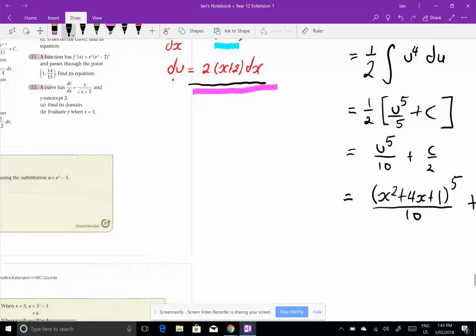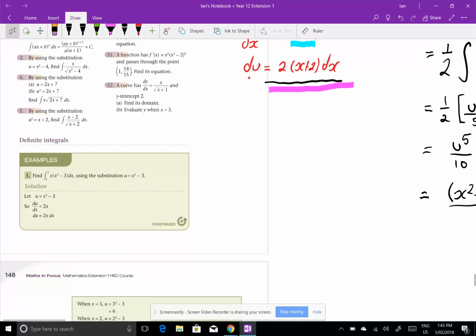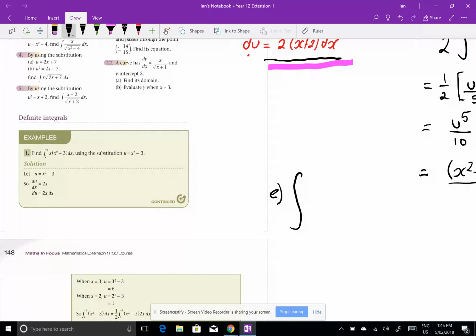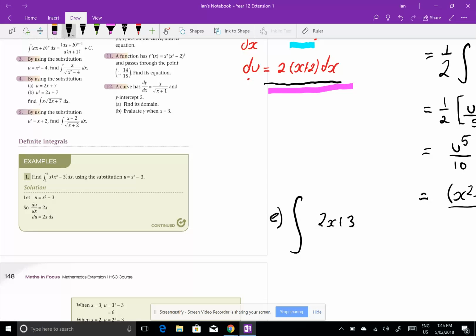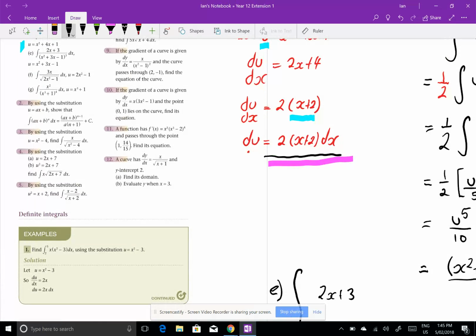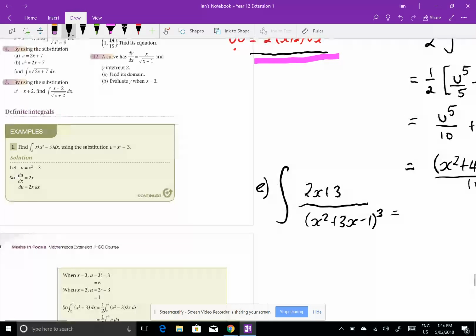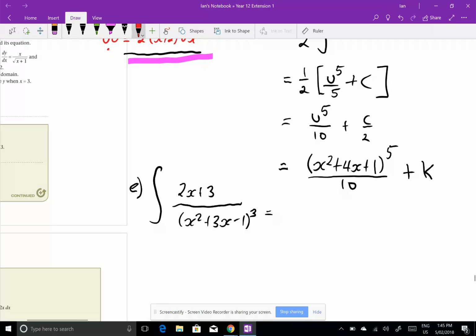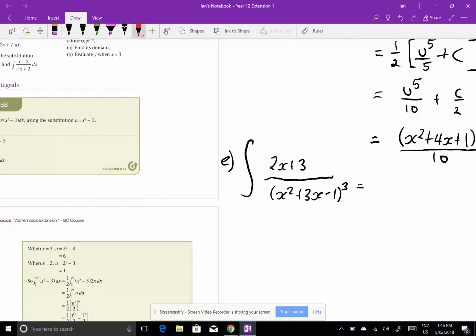Righto, that's pretty easy. Let's have a go at E. So E, I'm going to write it down here, and we're going to integrate 2x plus 3 on x squared plus 3x minus 1 all cubed. Now again, I'm going to have to do a substitution. If I look here, they tell me to let u equal that. Okay, so let u equal x squared plus 3x minus 1.